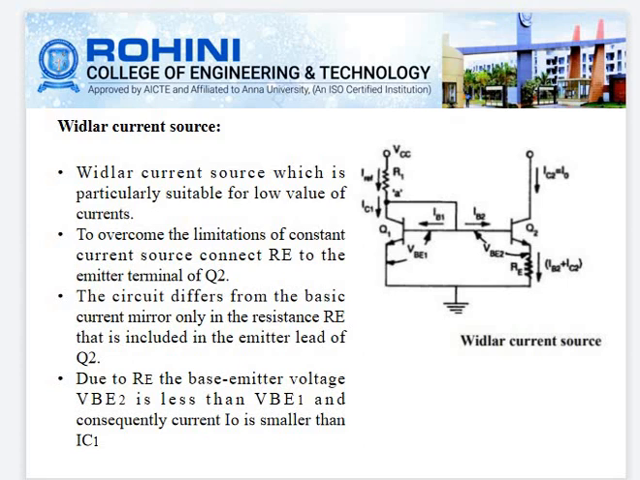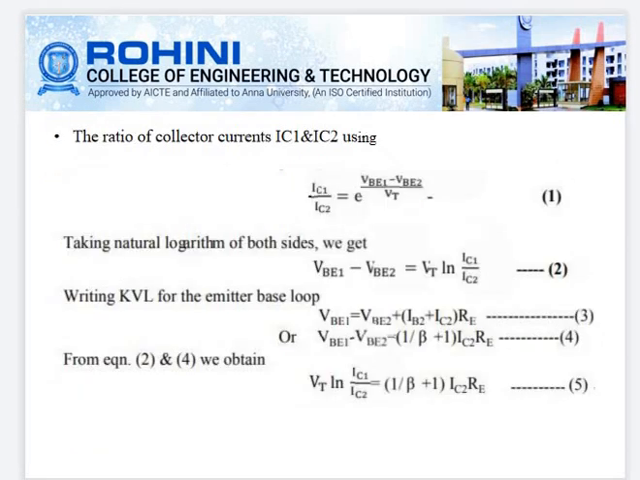Widlar current source. The Widlar current source is particularly suitable for low values of current. To overcome the limitations of the constant current source, a resistor RE is added to the emitter terminal of Q2. The circuit differs from the basic current mirror only in the emitter resistance RE that is included in the emitter lead of Q2. Due to RE, the base emitter voltage VBE2 is less than VBE1 and consequently the current I0 is smaller than IC1.